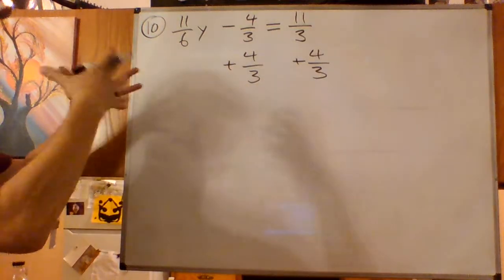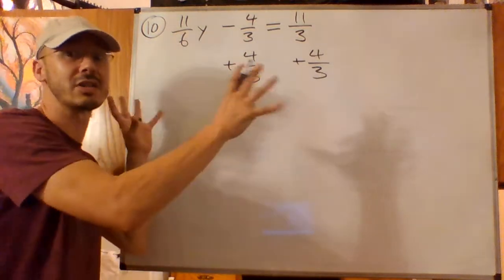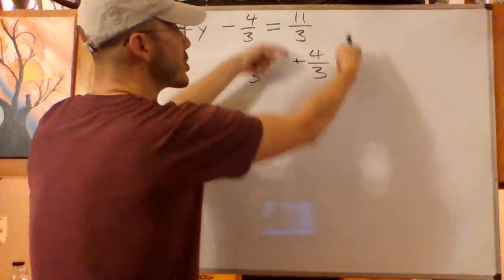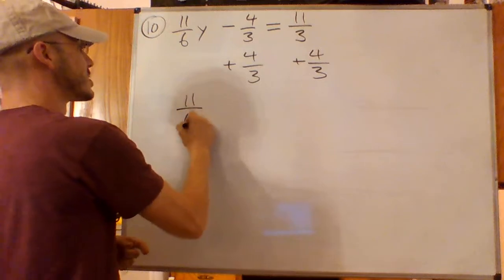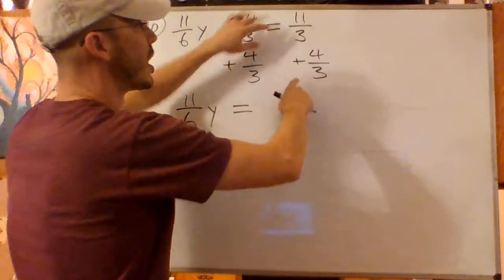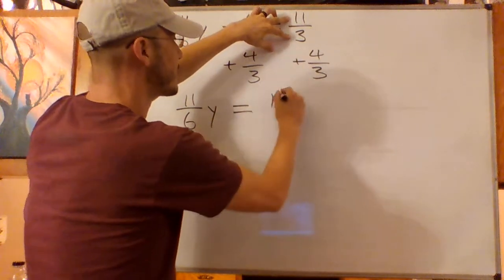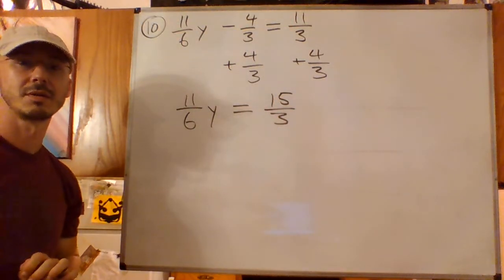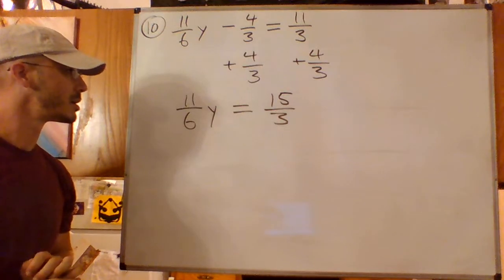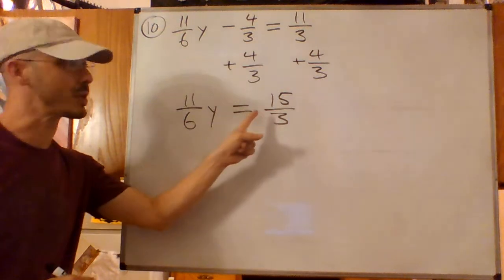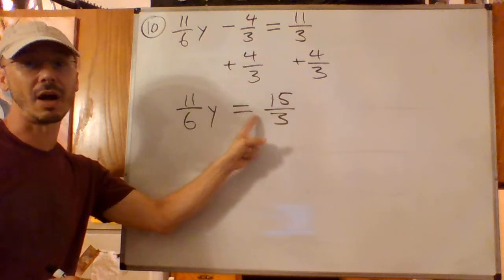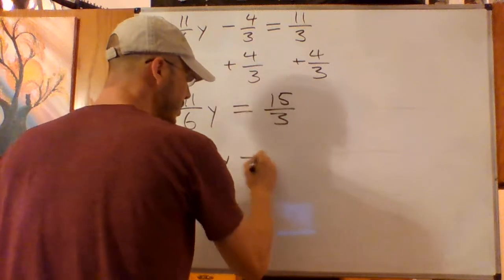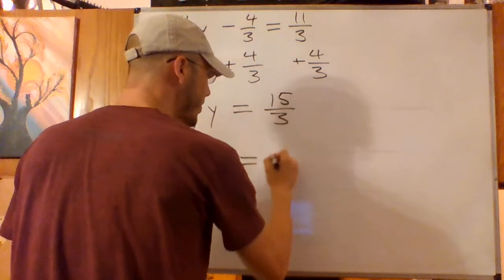And I do want you to see that you can just work with fractions. It's just the more fractions there are, the longer it takes. In this case, there's 3. If I add 4/3 to both sides, I get 11/6 y equals 11/3 plus 4/3 is 15/3. Before I go on with that, I do want to simplify this fraction. I can't simplify that one, but if I simplify this one, I won't have to do it again later. 15 divided by 3 is 5.